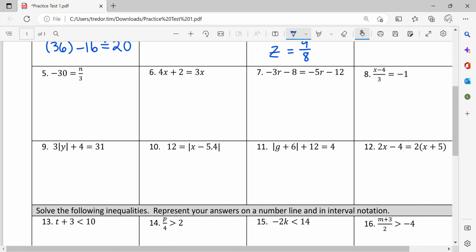Alright, on problem number 5, I've got negative 30 equals n divided by 3. To get rid of the 3 on the right side, I'm going to multiply both sides of the equation by 3. 3 divided by 3 is 1, so in essence they cancel out on the right side of the equal sign, leaving just the n. On the left side, I've got to do 3 times negative 30, which would be negative 90, to keep the equation balanced. And that is my solution.